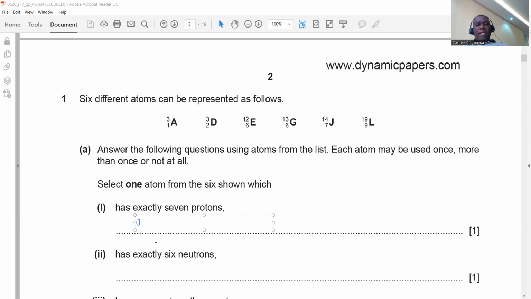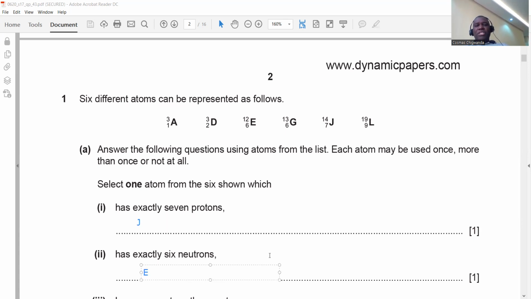Okay, all right, and then has exactly 6 neutrons. Remember, students, when we want to find the number of neutrons, you take the mass number minus the atomic number. That's how you get the number of neutrons. Always subtract the mass number minus the atomic number. So if you do your subtraction, 3 minus 1, you're going to get 2. 3 minus 2, you're going to get 1. 12 minus 6, you're going to get 6. So it appears our answer here is going to be E.